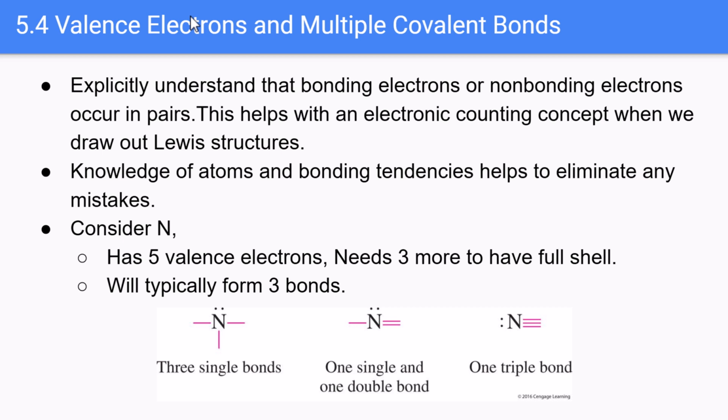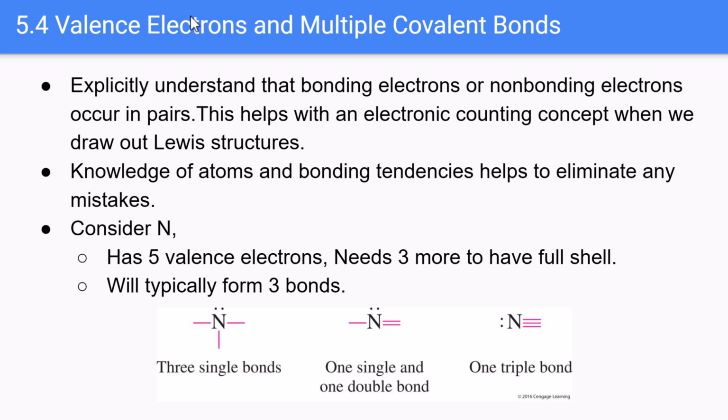But that being said, this helps us with counting electrons when we look at Lewis structures, because we're going to end up with pairs of electrons. So electrons will occur in even numbers as we go through this process. Knowledge of bonding and atoms themselves and the tendencies of how atoms bond helps to eliminate mistakes. So let's consider nitrogen. Nitrogen has 5 valence electrons in its outer shell in its normal state when it exists as just an atom.